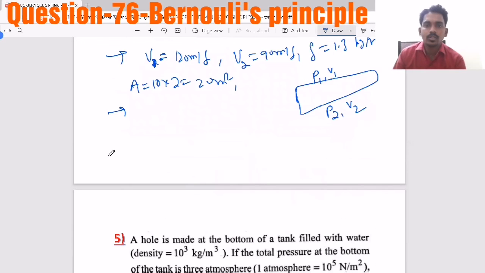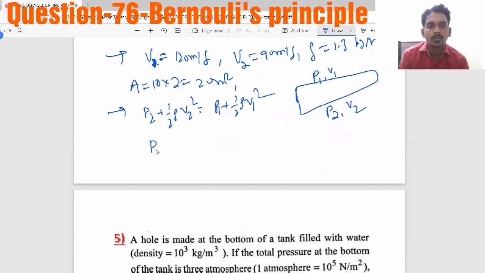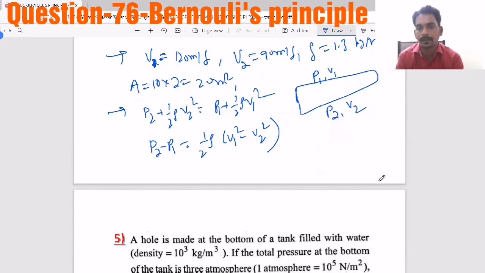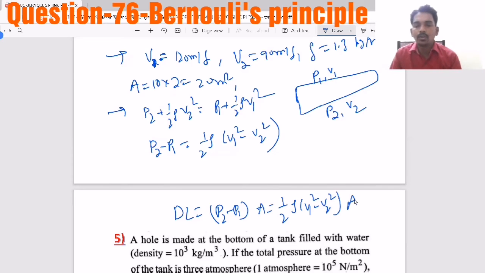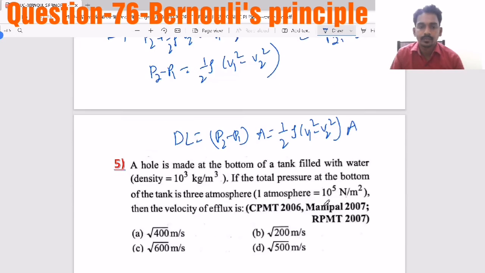Height is same everywhere. So here also same thing when you consider, P2 plus half rho V2 square equals P1 plus half rho V1 square. So that P2 minus P1 equals half rho into V1 square minus V2 square. Rho given, V1 given, V2 given. Even dynamic lift when you consider P2 minus P1 into A, that is also equal to half rho into V1 square minus V2 square into area, where V1 is speed above the wing and V2 is speed below the wing.